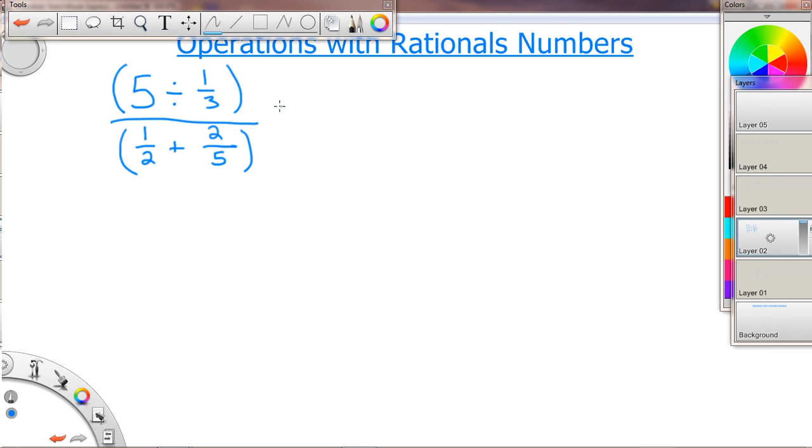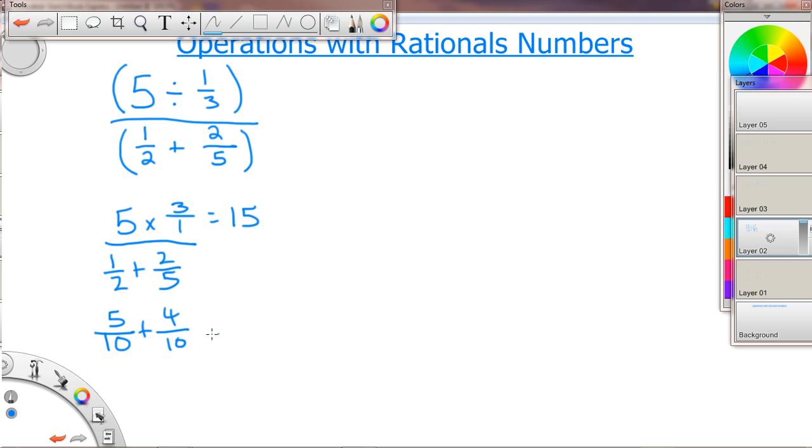Okay, so 5 divided by 1/3 is equal to 5 times 3 over 1, which is equal to 15. So that's going to be my numerator. My denominator is going to be, let's just do this down here, 1/2 plus 2/5, which is equal to, well, let's get our common denominator down here, 5/10 plus 4/10, which is equal to 9/10.